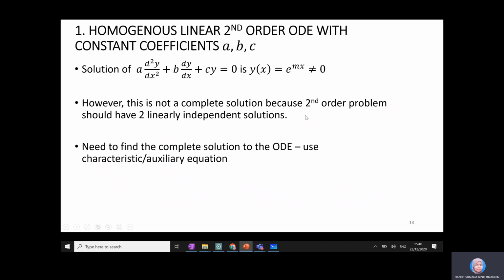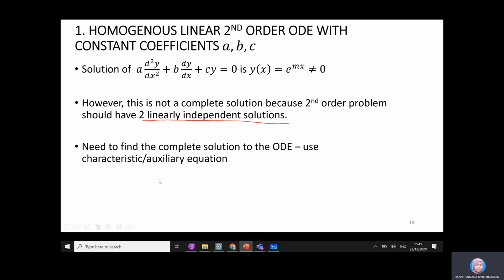However, this is not a complete solution because second order problems should have two linearly independent solutions. An analogy to this is if you have a quadratic equation, ax squared plus bx plus c equals 0. Because you have a quadratic, you have to have two roots, right? So two distinct solutions, or even if it's the same solution, it's a repeated solution. So basically you have to have two answers. Similarly, with a second order ODE, you also have to have two linearly independent solutions. So that's why we need to find the complete solution.